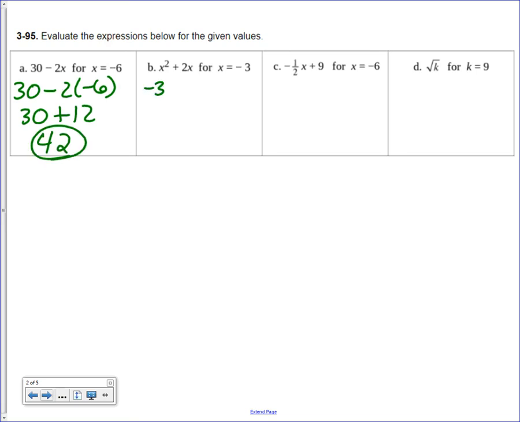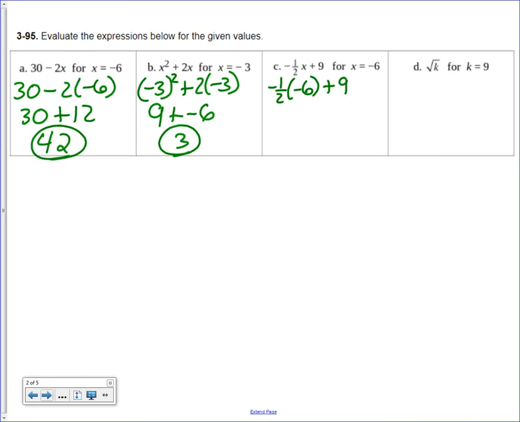B, I'm going to square negative 3 plus 2 times negative 3. So this means negative 3 times negative 3 is 9, plus negative 6, which is 3. C, negative 1/2 times negative 6. Well, half of negative 6 is 3. It's a negative times negative, so it's positive 3 plus 9, or 12. And then D is the square root, so I'm taking the square root of 9, which means what number times itself is 9. So the answer is actually 3 or negative 3, because either one would be true.